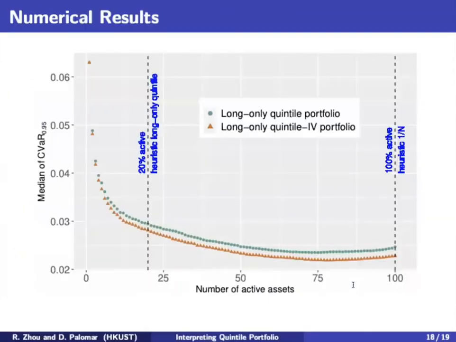So now let's look at some numerical results. In the numerical experiments, we do the backtest over 100 stocks, and we show the median of the conditional value at risk. Basically, this measures the worst-case loss of the portfolio, and the smaller the better. If we have 20 active assets, that's actually the heuristic long-only quintile portfolio. And if we have 100% active assets, that's the heuristic 1 over n portfolio.